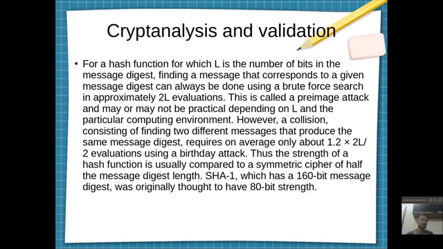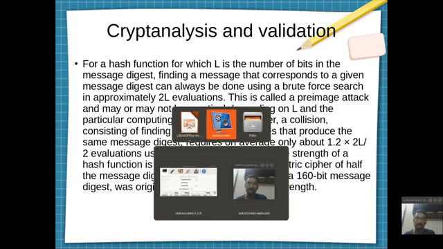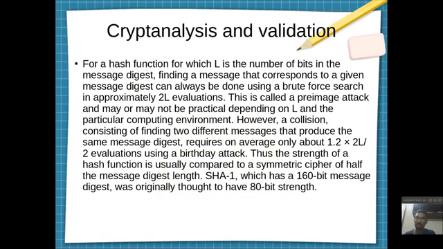Now, cryptanalysis and validation. This is the main part. First of all, what is cryptanalysis? Cryptanalysis is for a hash function for which L is the number of bits in the message digest. Finding a message that corresponds to a given message digest can always be done using a brute force search, approximately 2^L evaluations. This is called a pre-image attack and may or may not be practical, depending on L. So this basically depends on L, the number of bits in the message digest.